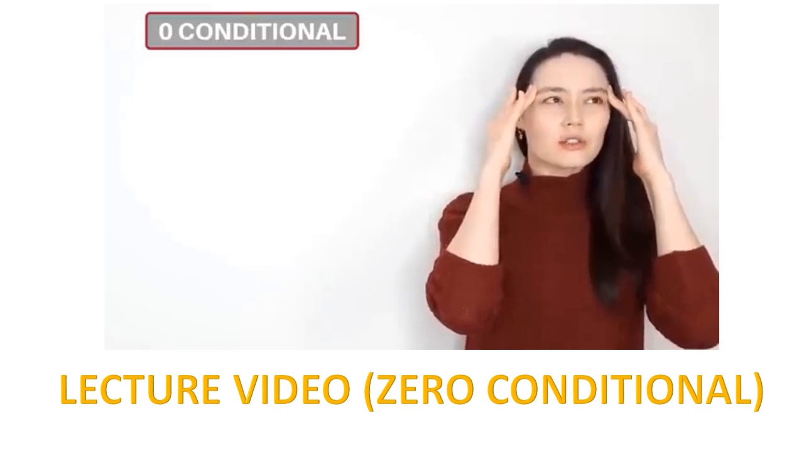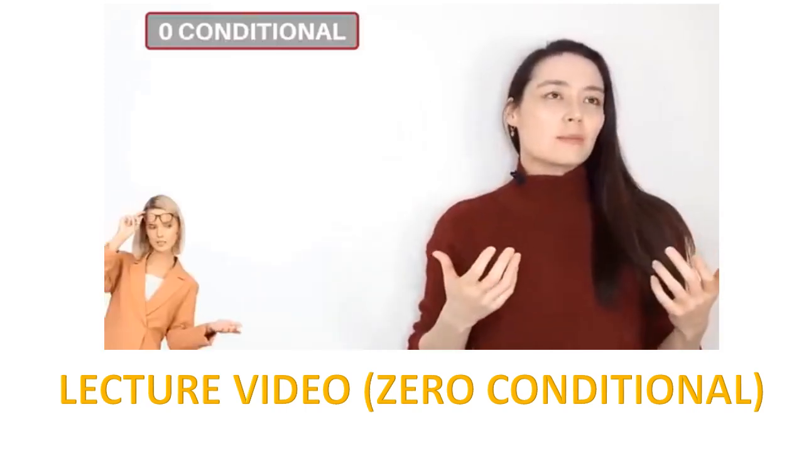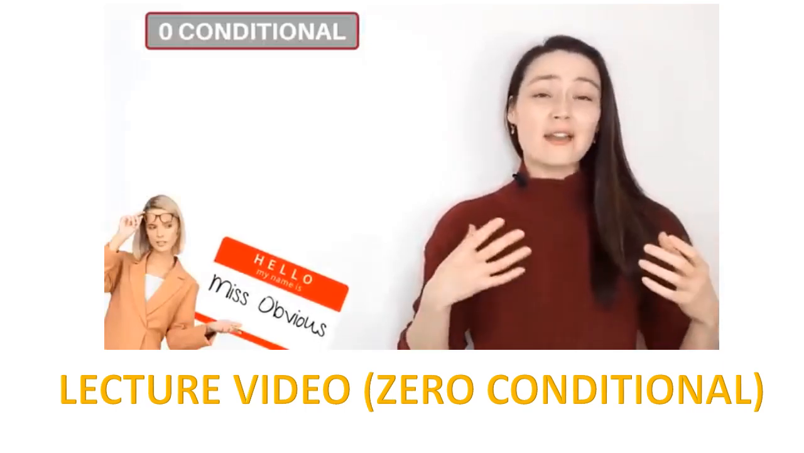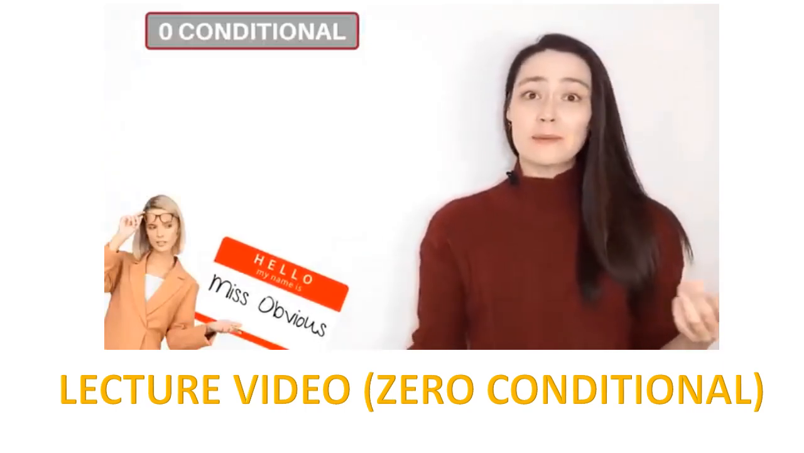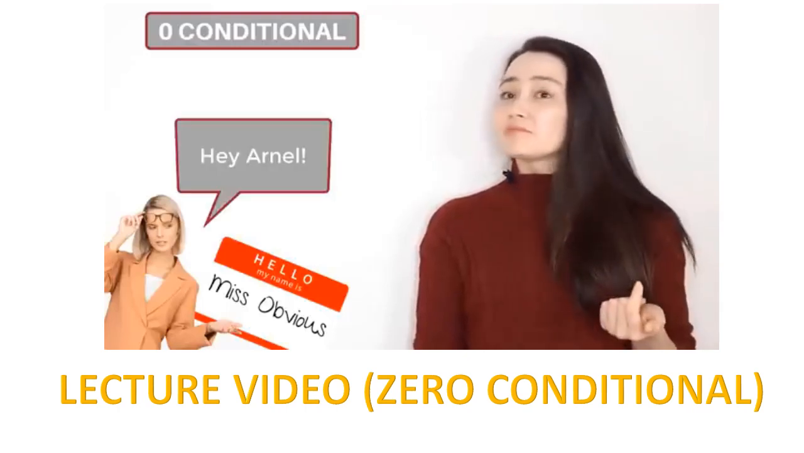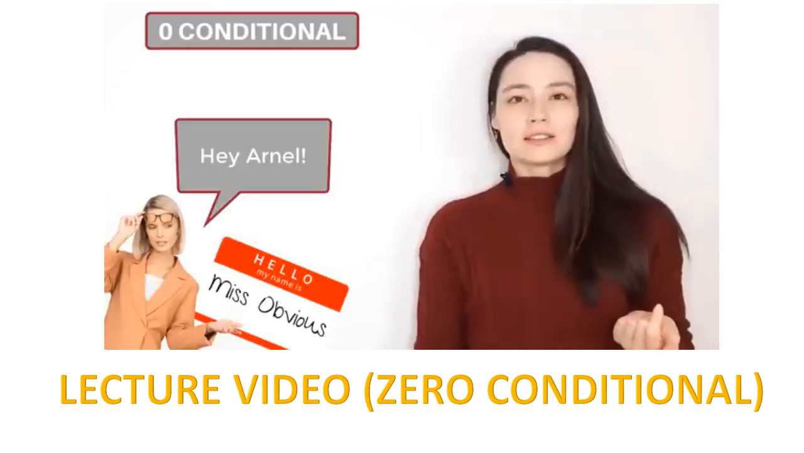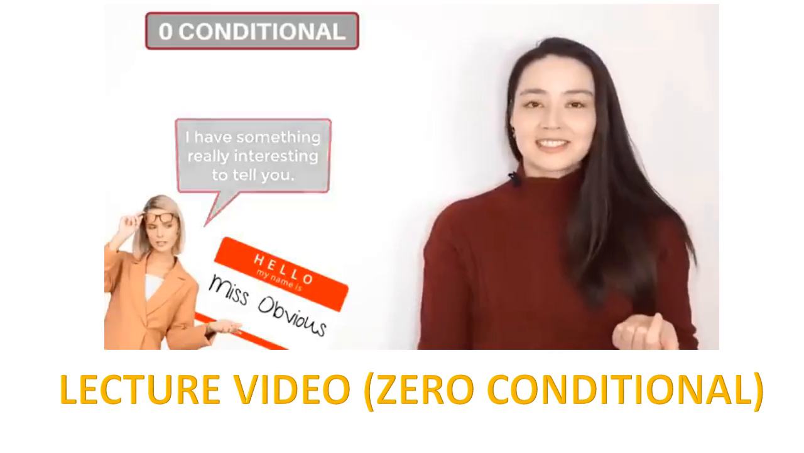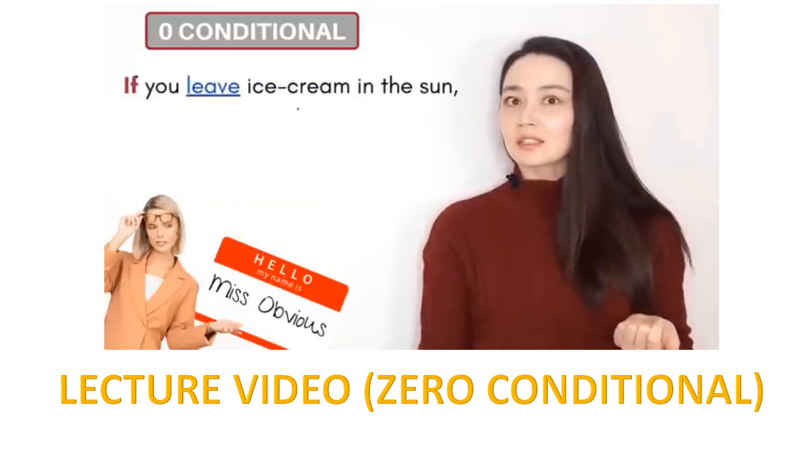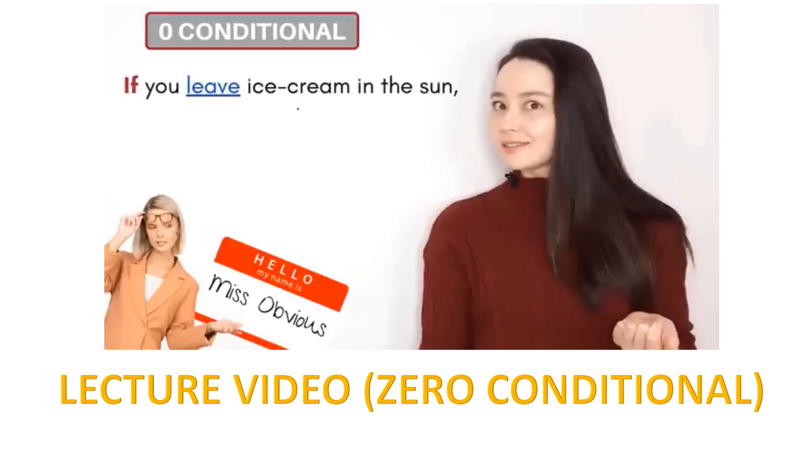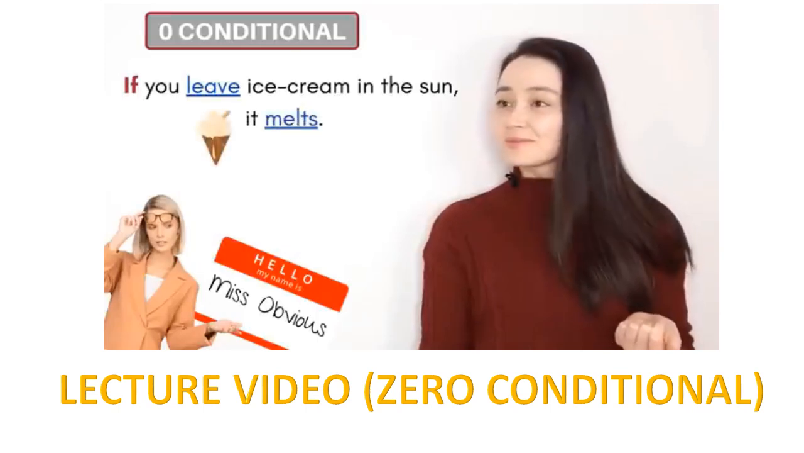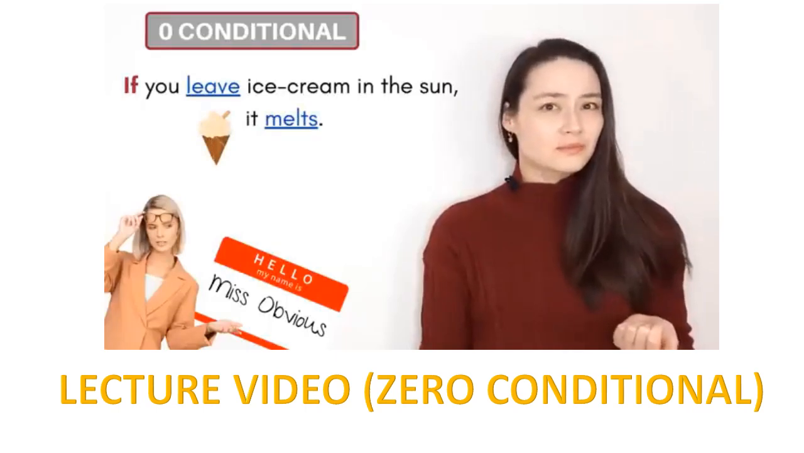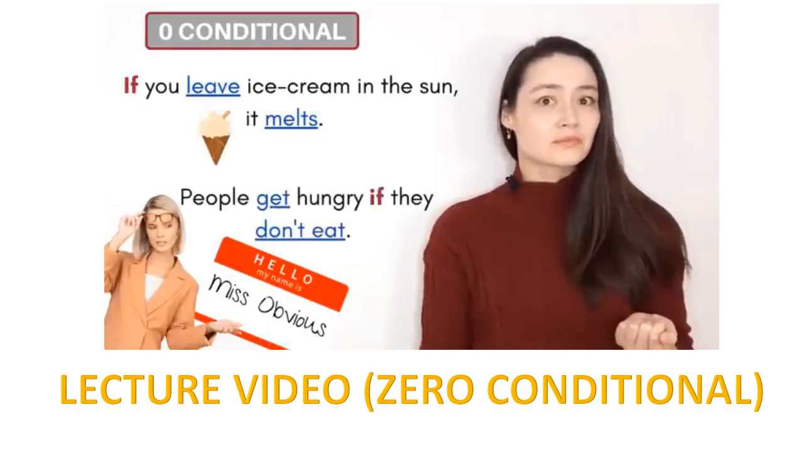Imagine the 0 conditional as a person. This person would be Miss Obvious. She would tell you everything you already know. For example, hey Arnell. Yeah? I have something really interesting to tell you. Okay. If you leave ice cream in the sun, yeah, it melts. Yes, yes it does. People get hungry if they don't eat.